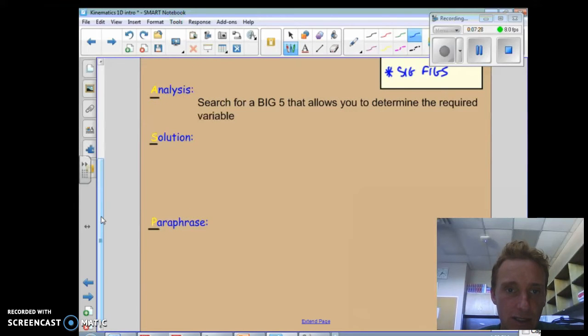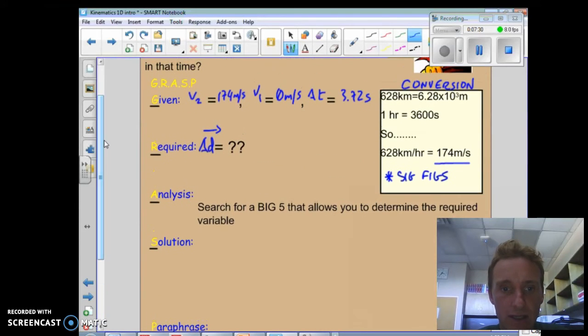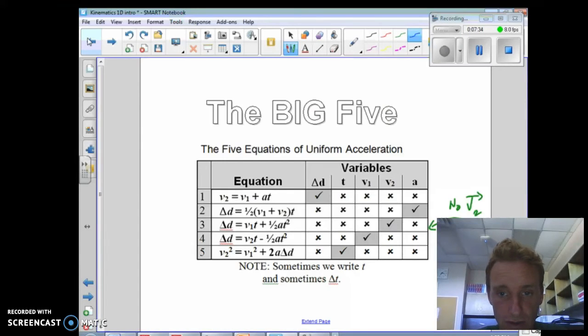The next section in the GRASP is A, which is the analysis. So how do we figure it out? It's just about writing out what we use, the tools we use. And we're going to use the big 5. So we're looking for delta D. We have V1, we have V2, we have T. So which equation would be best to use? Well, in this instance, it's equation 2. The other equations simply wouldn't be great ones to use because you don't have A.